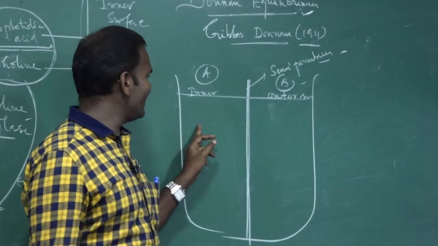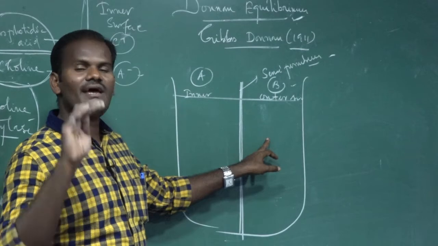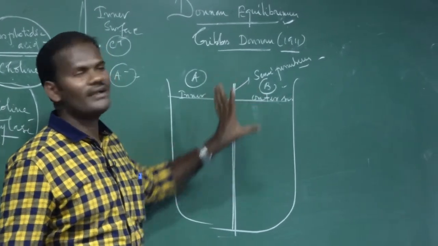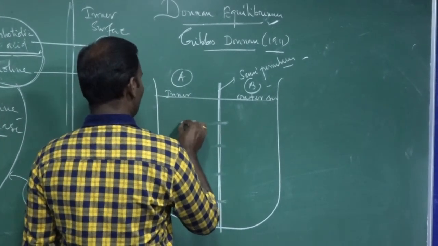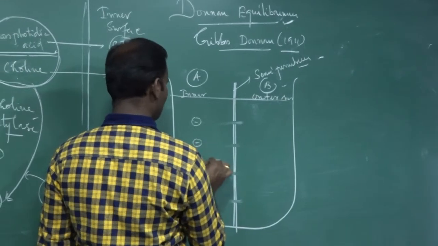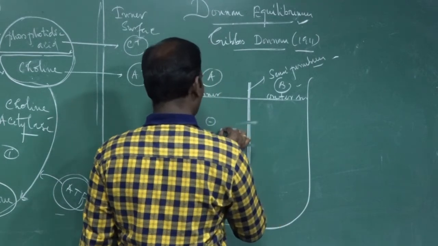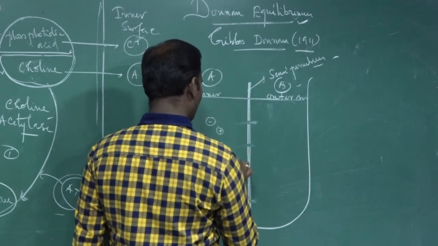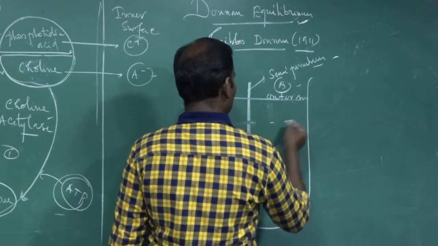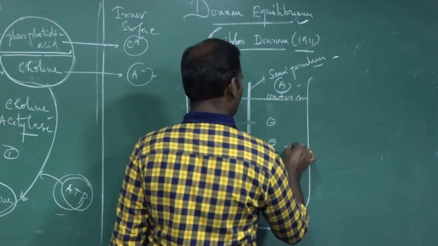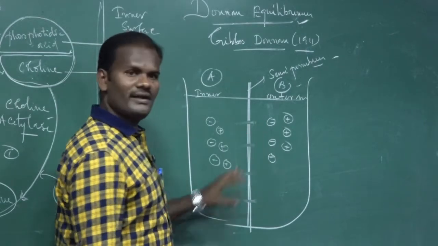The process of entry of ions across a plasma membrane to maintain the electrical equilibrium is called Donnan equilibrium. Let us assume, to make it easy to understand, certain positively charged ions and negatively charged ions. There are 3 negatively charged ions and 3 positively charged ions in the surface to maintain their equilibrium. Similarly, here also 3 negatively charged ions and 3 positively charged ions. So this is called equilibrium.